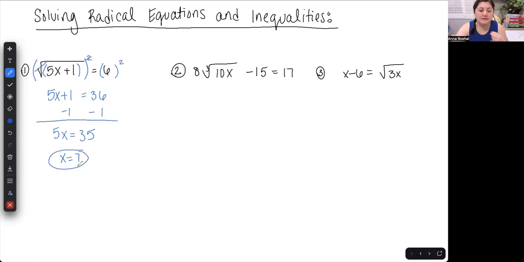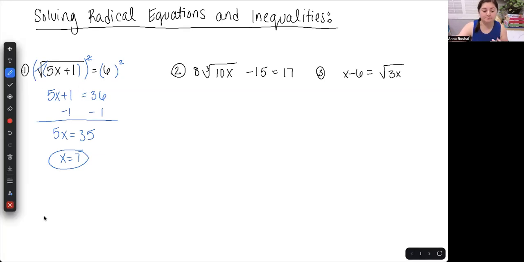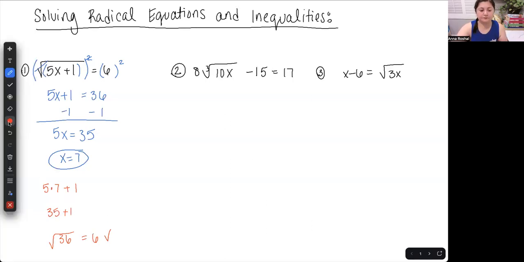Now, one of the things that I do want to emphasize here is that we will likely want to check to make sure that our answer is actually appropriate for this problem. So we will go back and do 5 times 7 plus 1. We'll get 35 plus 1, 36, and the square root of 36 is indeed 6. So it does work out. So 7 is a solution.